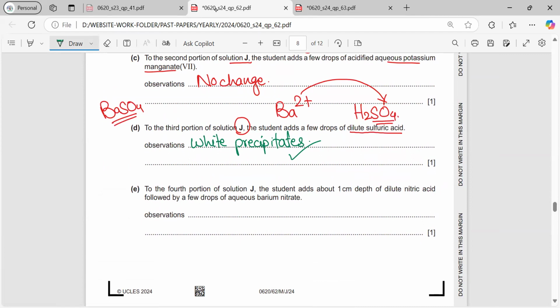To the fourth portion of solution J, the student adds 1 centimeter cube of nitric acid followed by a few drops of barium nitrate. Now, barium nitrate is added and we already have barium nitrate. So barium nitrate will not react with barium nitrate and hence there will be no change or no reaction.